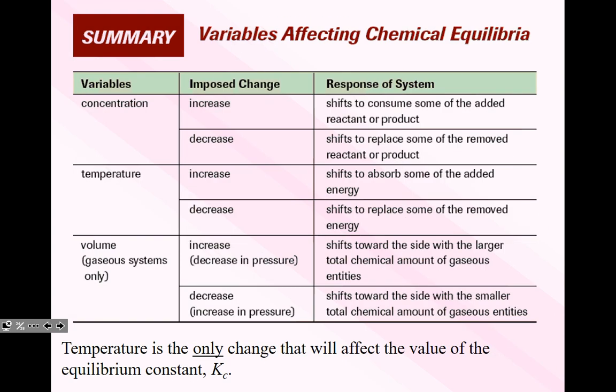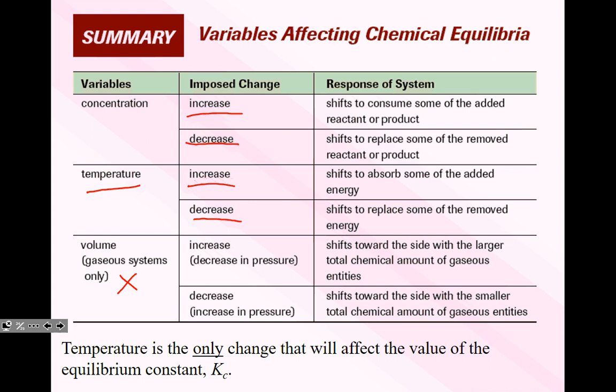For concentration, if we have an increase in concentration of an entity, the system shifts to consume some of the added reactant or product. If there's a decrease, it shifts to replace some of the removed reactant or product. For temperature, if you have an increase, it shifts to absorb some of the added energy. A decrease shifts to replace some of the removed energy.